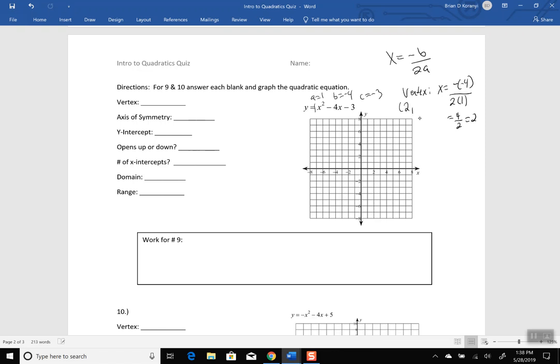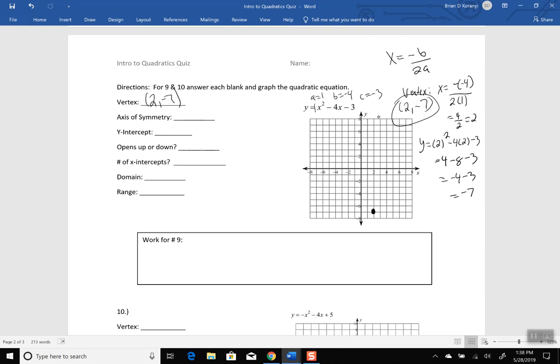So far I've got the point 2 comma something, and if I know the x value of a point, I can plug it back in and get its value. So wherever I see an x, I'm going to replace it with 2. 2 squared is 4, and then minus 4 times 2 is minus 8. And 4 minus 8 is negative 4. So this is going to be negative 7. So your vertex is the point 2, negative 7. So 2, negative 7 is right there.